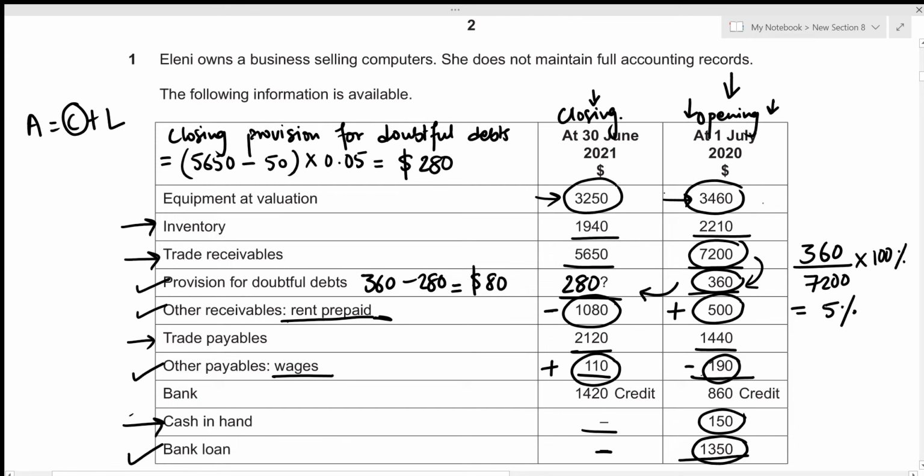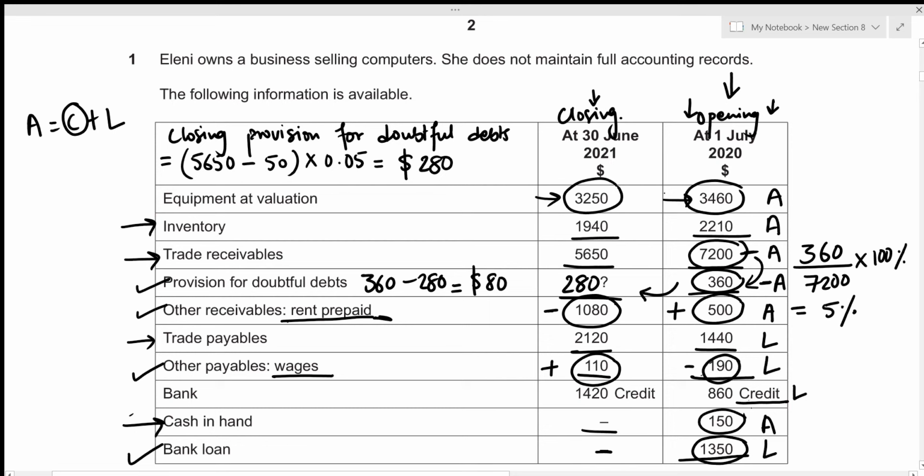So equipment is definitely an asset. Inventory is also an asset. Trade receivables is also an asset. Provision for doubtful debts should be subtracted from the trade receivables, so that's a negative that should be included in the assets. Then other receivables, that is again an asset. Trade payables is a liability. Other payables is also a liability. Bank is given in the credit section, so this means that this is actually a bank overdraft, which is recorded in the liabilities section. Then cash in hand, that's an asset, and the bank loan, that's a liability as well.